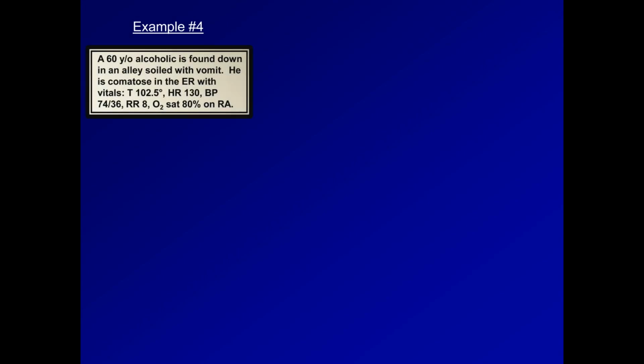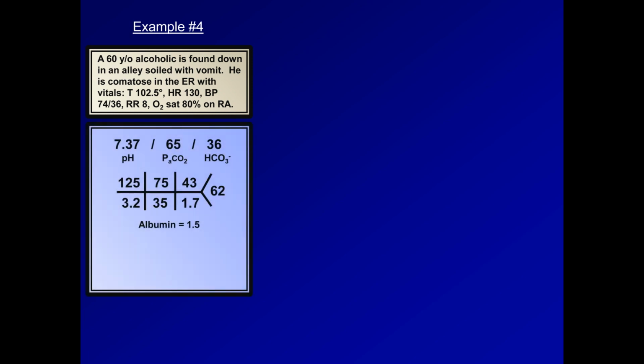Here is the last example. A 60-year-old alcoholic is found down in an alley soiled with vomit. He is comatose in the ER with vitals temperature 102.5 degrees Fahrenheit, heart rate 130, blood pressure 74/36, respiratory rate 8, and O2 saturation 80% on room air.